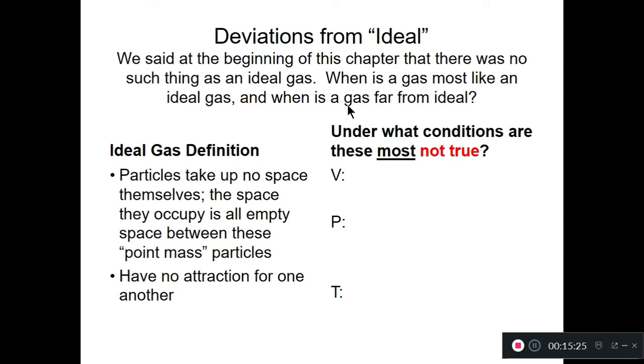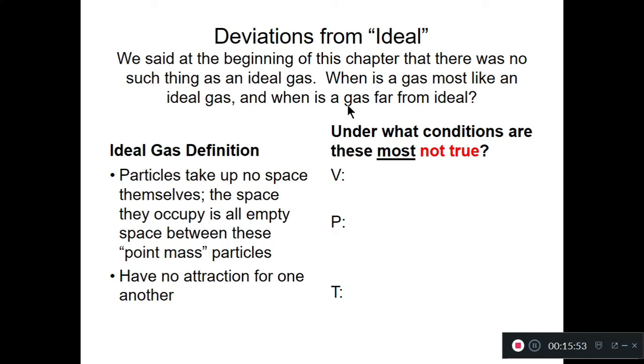So I want you to think about under what conditions the volume of the particles would not be zero. Under what volume conditions does that point mass assumption not be a very good one? Would that be at very large volumes or at very small volumes? At which point does the volume and the size of the particles themselves start to become a noticeable difference?